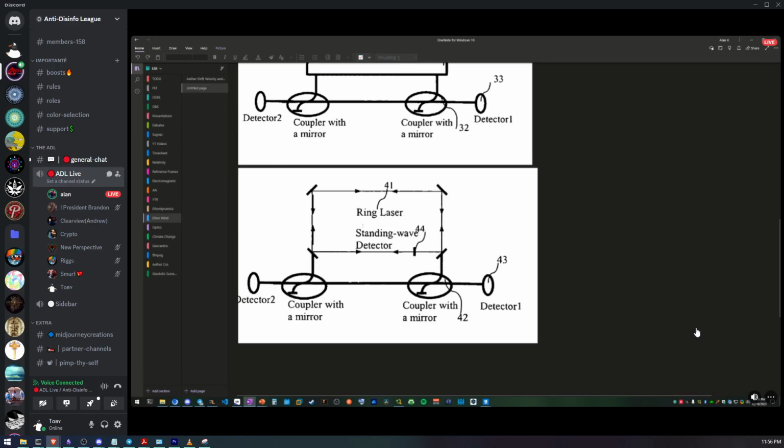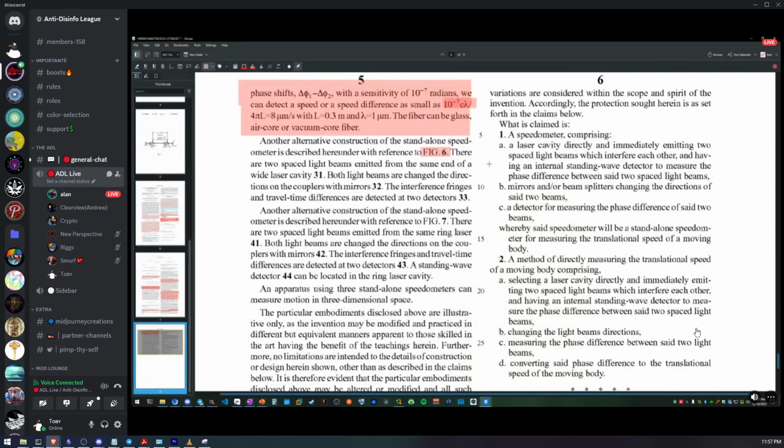Shout out to your boy Ring Laser. This is my favorite linear motion fiber optic measurement, the linear fiber optic ring laser linear motion detector by Ruyong Wang, patented in 2004, approved in 2009.